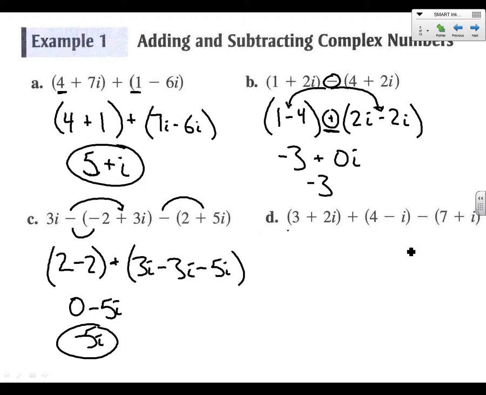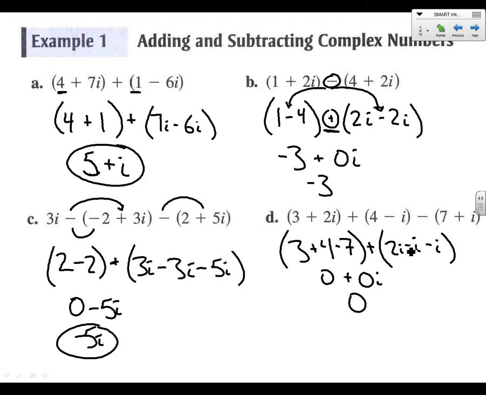Last problem to look at. Let's look at all the reals first. I see 3, 4, and -7. And let's deal with the imaginaries. I see 2i, I see -i, and I see one more -i. So we're going to have 3 plus 4 is 7, minus 7 is 0, and 2 minus 1 minus 1 is 0i. So our answer here would just be 0.